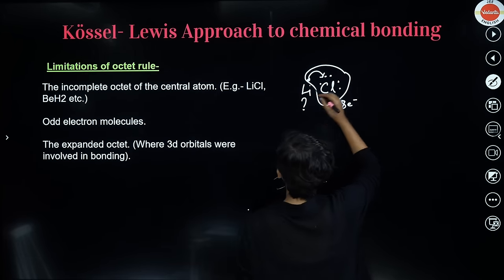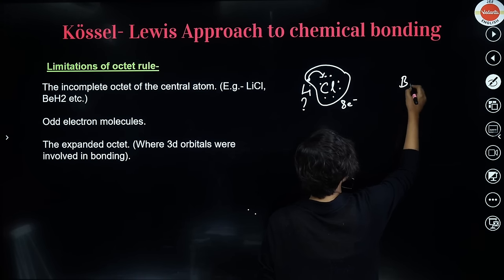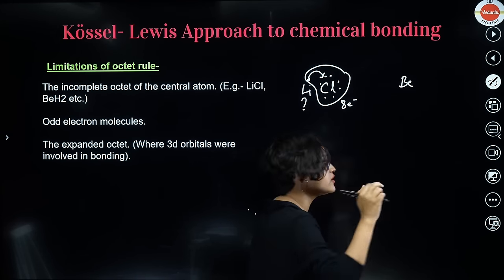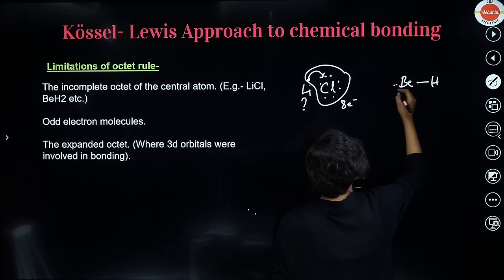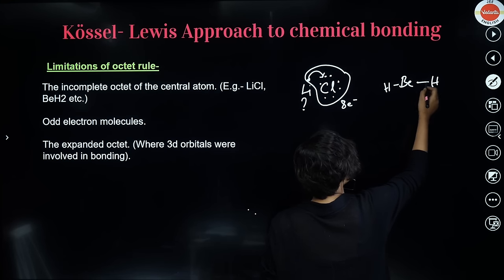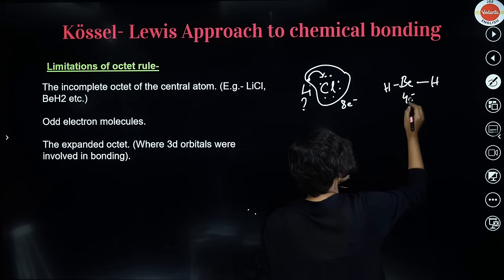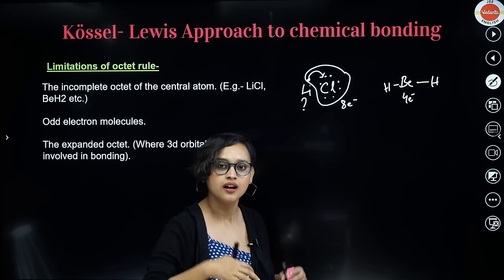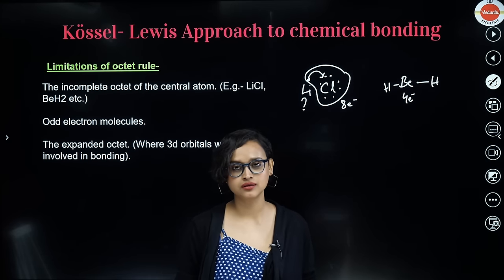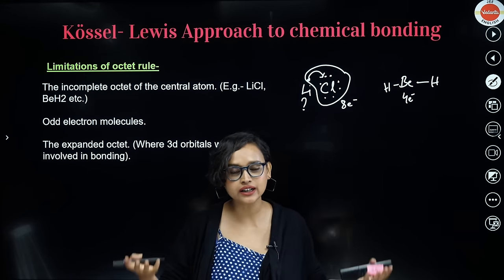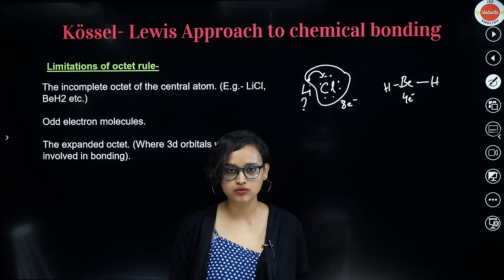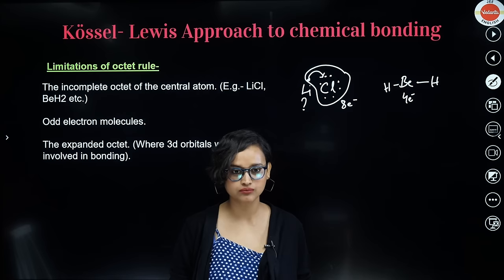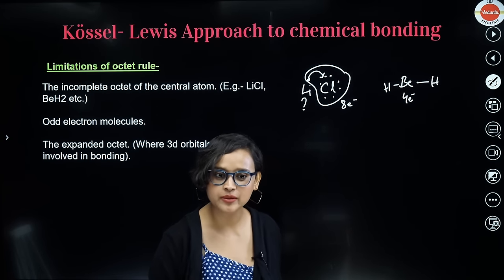Now take a look at BeH2, right? See, beryllium has how many? 2 electrons, right? So 1 here, hydrogen, 1 here, hydrogen, 1, 2, 3, 4. Only 4 electrons are there in the valence shell. Incomplete octet. Incomplete octet happened. So what now? Yes, so that was a limitation.